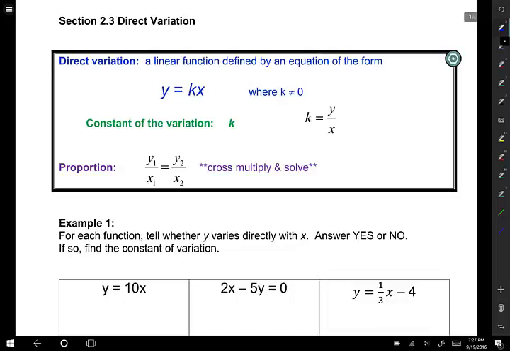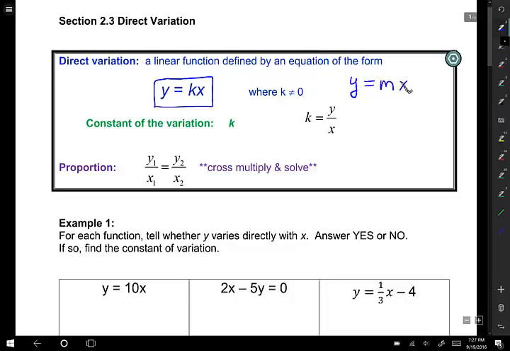Very straightforward. A direct variation problem is an equation of the form y equals kx, and y equals kx should be something very familiar. You may think of it as something like y equals mx. But what I want you to realize is it does not have what is written here in red. It does not have the plus b. So if it's direct variation, it's just going to be in the form y equals kx or y equals mx.